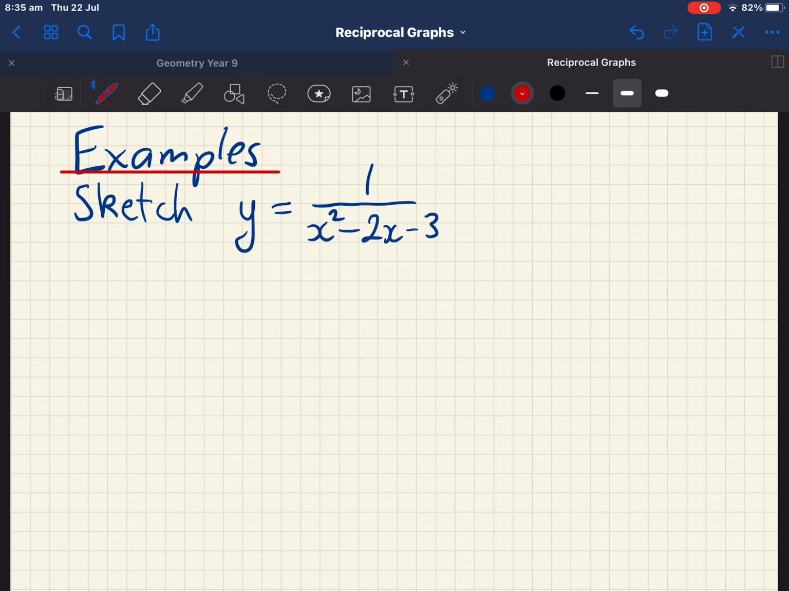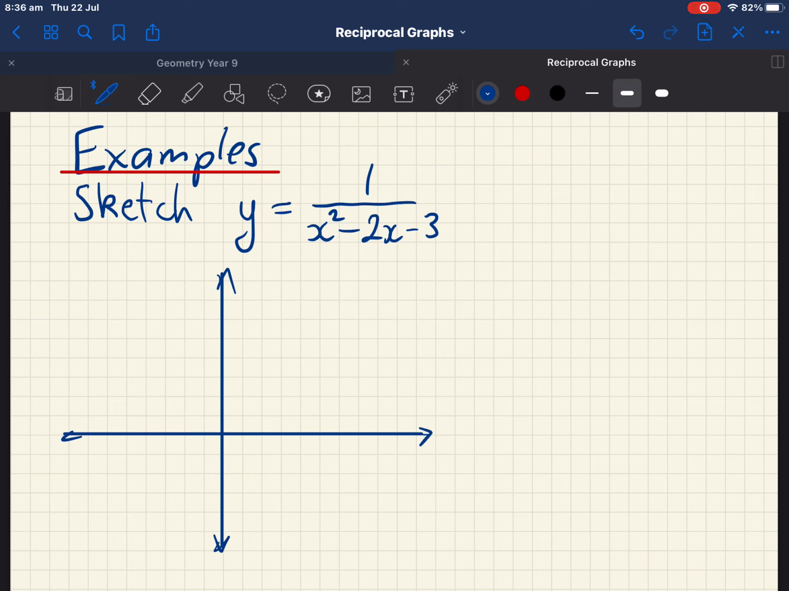Okay, on to our first official example. We're just going to sketch this reciprocal function right here. We've actually been given the function. That will be the case for the first 2 examples we look at today. Okay, so here's our number plane.